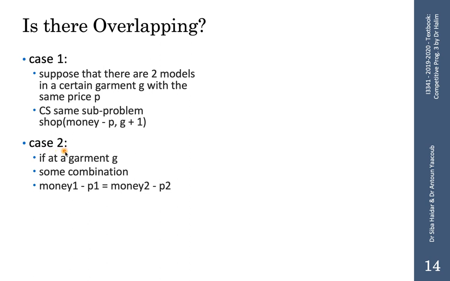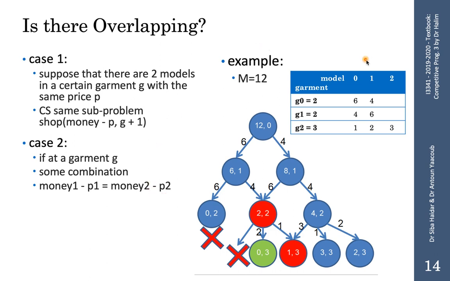Another case of overlapping is that at a garment G, some combinations like money 1 minus P1 are exactly the same as money 2 minus P2. Let us take an example. Let us consider this test case. We have three garments, G0, G1, G2. G0 and G1 both have two models of price 6 and 4. And in G2, you have three models, one that costs 1, one that costs 2, and one that costs 3. And the available amount of money is 12.